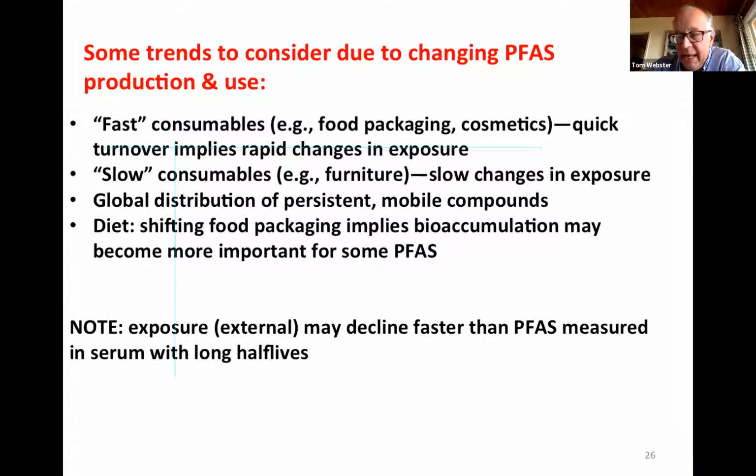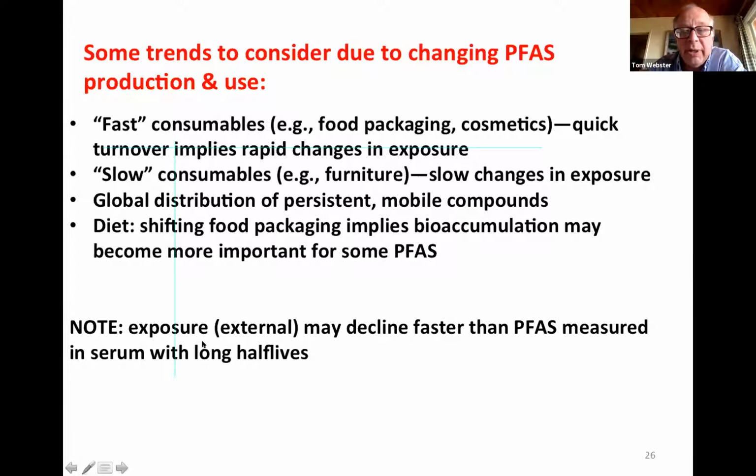A little bit more relevant now towards what California Biomonitoring can do. I think it's important to think about, we were talking about trends earlier and what they might imply. So fast consumables like food packaging and cosmetics, as some PFAS get phased out of those, there should be rapid changes in exposure. There'll be slow consumables like furniture and carpet that may take a long time to work their way through the system. Meanwhile, we have global distribution of persistent and mobile PFAS. So there's kind of a worldwide background exposure that these signals are on top of. And so I think that part of what that will mean for diet is a shift in food packaging. It may imply that bioaccumulation routes will become more important for some of the legacy PFAS.